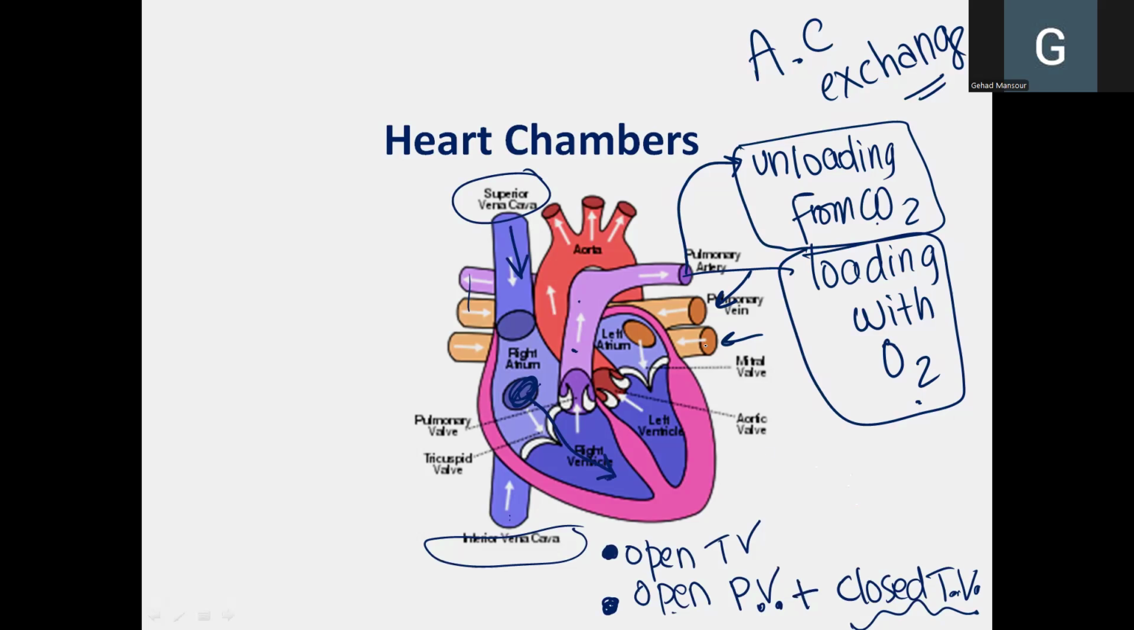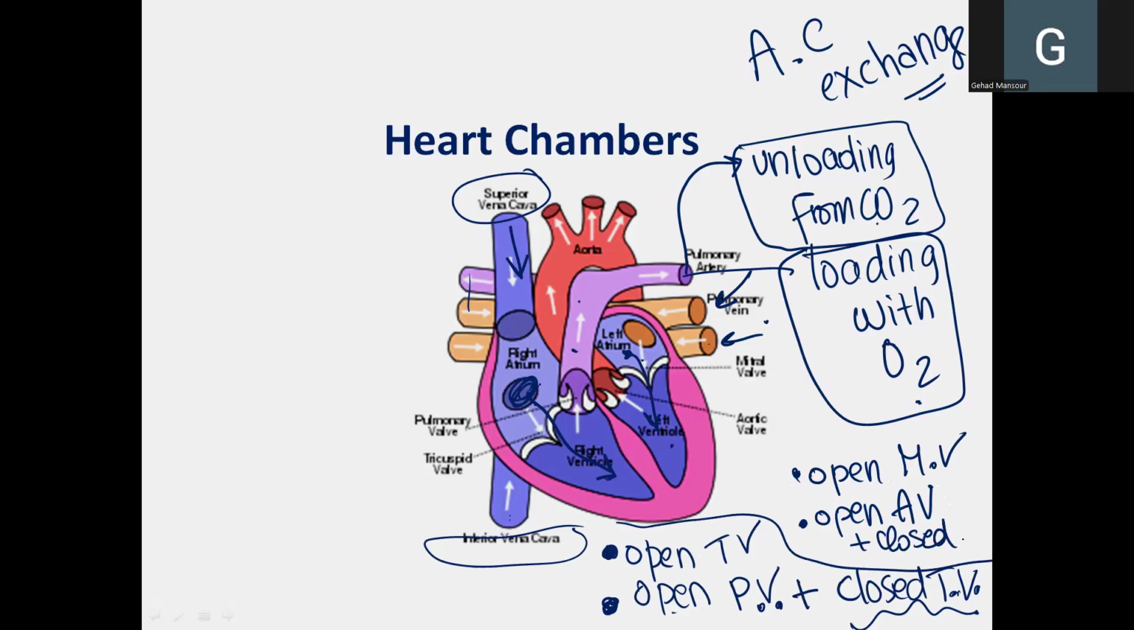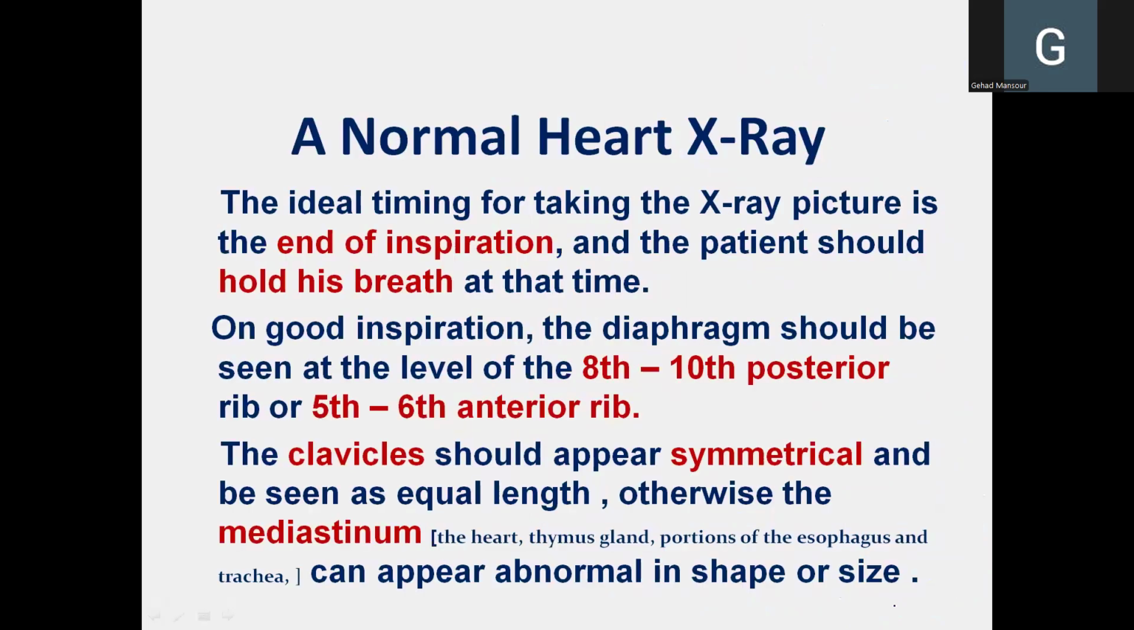Now the oxygenated blood returns to the heart via the pulmonary veins. It's collected in the left atrium, and then it passes via an open mitral valve into the left ventricle, and then the left ventricle during systole will pump the blood via an open aortic valve into the aorta to be distributed to the whole body. But meanwhile, there is a closed mitral valve. So this is how you should describe the flow inside the heart.